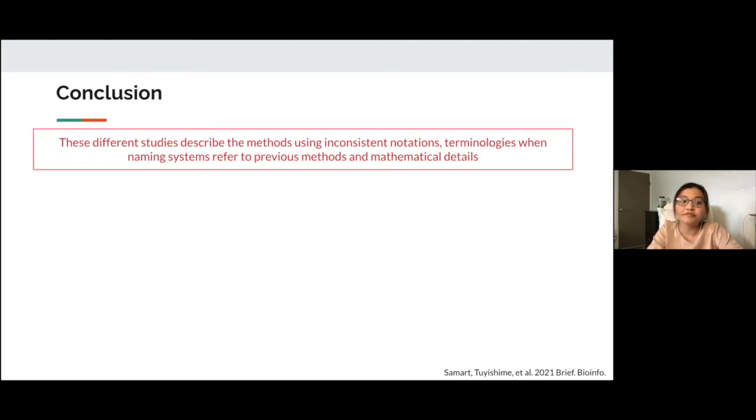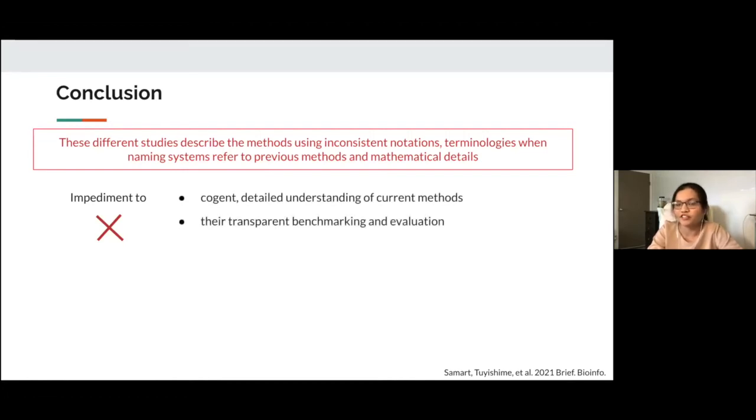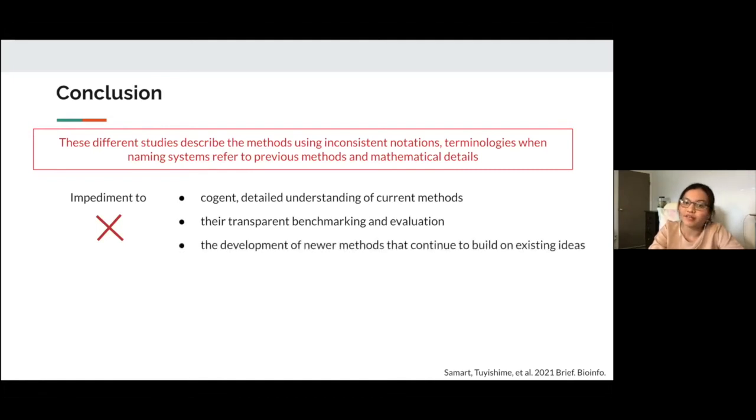However, these different studies describe the methods using inconsistent notation and terminologies when naming or referring to previous methods and mathematical details, which is an impediment to a cogent, detailed understanding of current methods, their transparent benchmarking and evaluation, and also the development of newer methods that continue to build on existing ones.